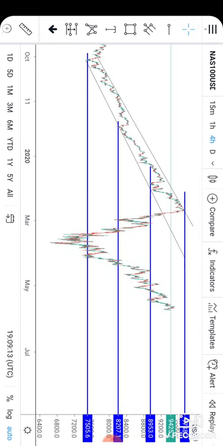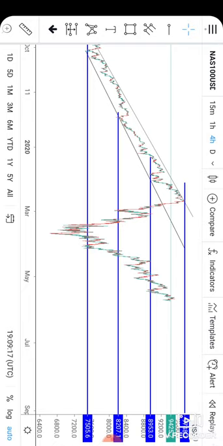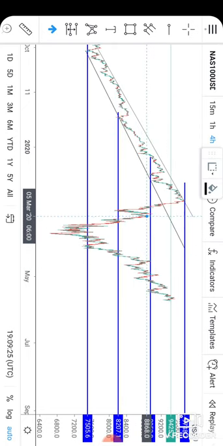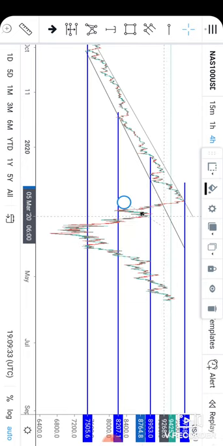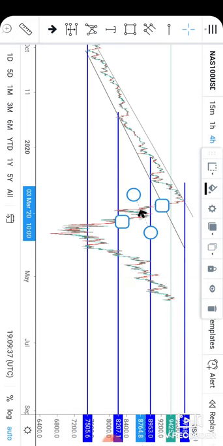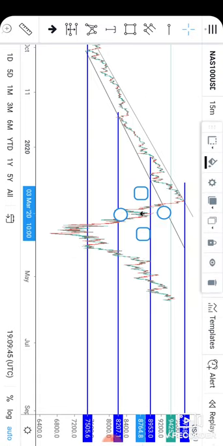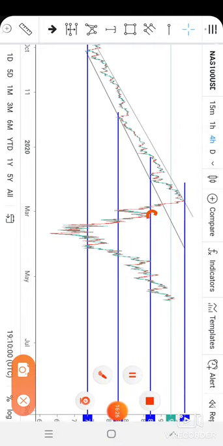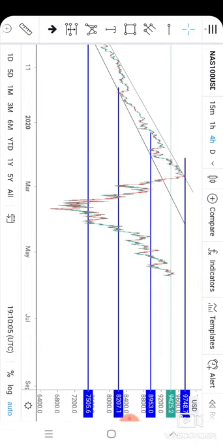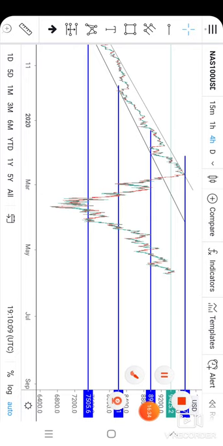So, okay, let's now check those zones or those lines we just put in. Let's check what happened. As you can see, the first one was respected here. Sorry about that, guys. Let me just highlight. So as you can see, we have the first respect there.